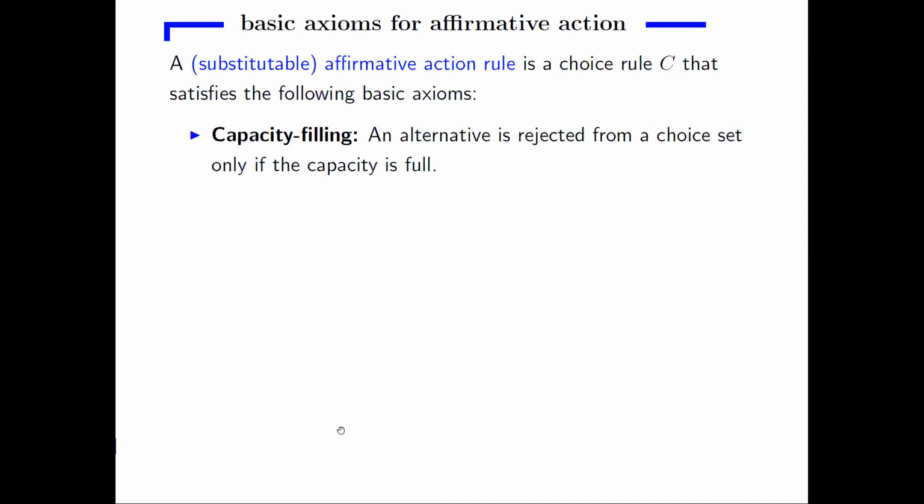First, it must be capacity filling. That is, an alternative, a student, an applicant, is rejected from a choice set only if the capacity is full. That is, if you are applying to a school and if that school couldn't fill its capacity, if there is still an empty seat, and if you apply for that, then you must be accepted independent of your exam score or independent of whether you are a minority or majority. So schools will seek to fill their capacities as far as it is possible.